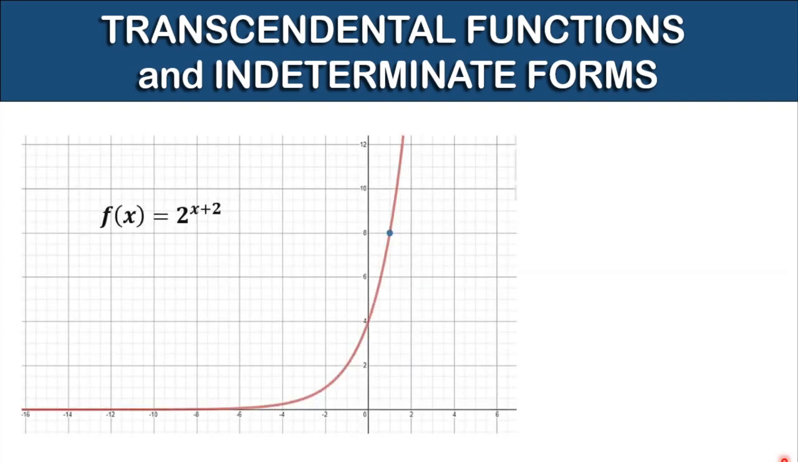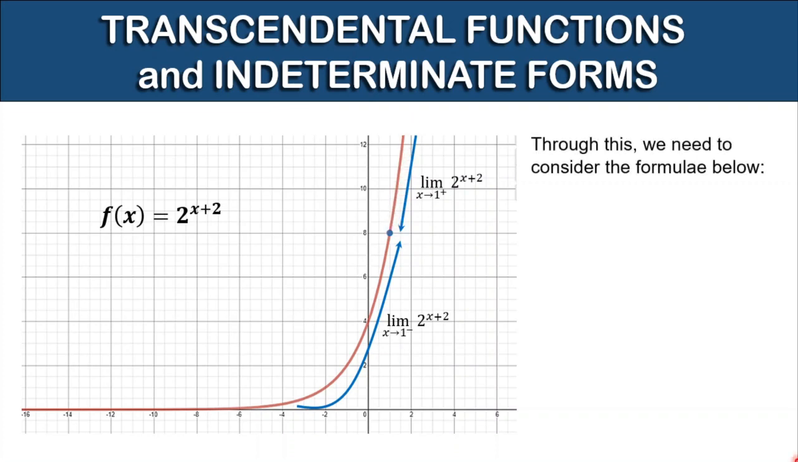Now let's look at the graph of our function. f of x is equal to 2 raised to x plus 2. We can see in this dot, this is the limit of our function. And on the left side, that is the limit of 2 raised to x plus 2 as x approaches 1 from the left. Then the other side is the limit of 2 raised to x plus 2 as x approaches 1 from the right.